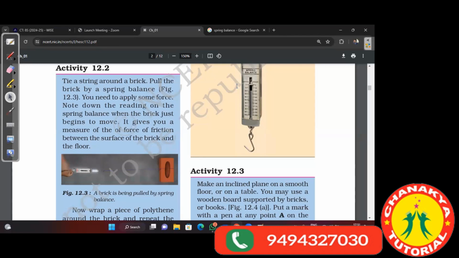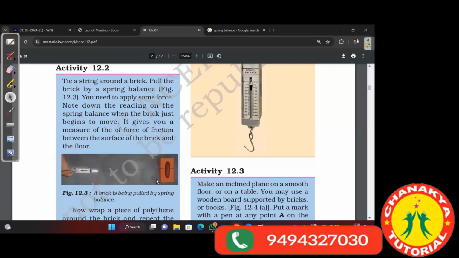Yeah, Gagana. Basically, first you pull this brick with the help of a spring balance, and then a second time you pull the same brick with the same spring balance, but now in the second case the brick is wrapped with polythene. If you wrap the brick with polythene, the surface between the two surfaces is new. Now it's a smoother surface. A polythene is a smoother surface and the brick itself is a rough surface.